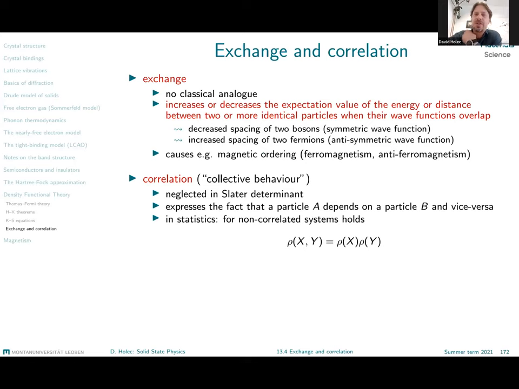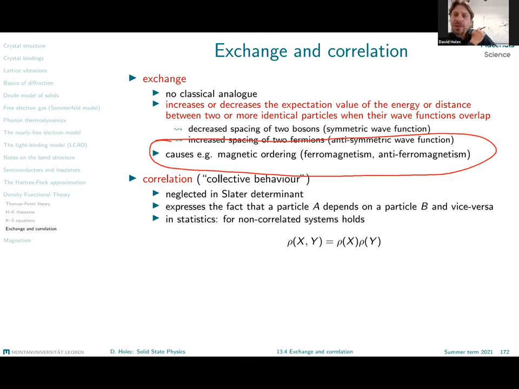We have discussed the exchange a bit before, what its physical origin is: it comes from the Pauli exclusion principle and the Pauli repulsion between like-oriented spins. It eventually causes magnetic ordering. So if we have no exchange energy, we have no magnetic ordering of systems. The correlation is something that we have neglected so far. It was not in the Slater determinant.